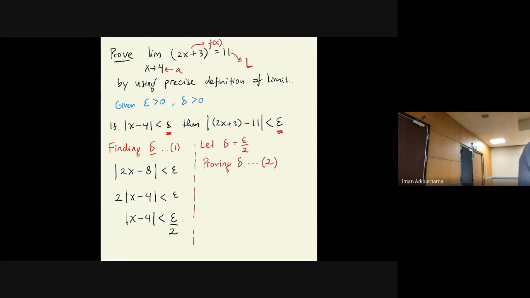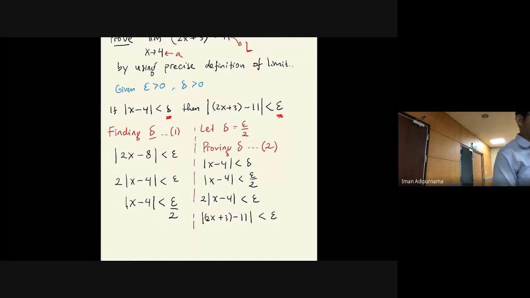So proving delta, we start from x minus 4 less than delta, and we substitute delta with epsilon over 2. Then we can see it will bring back the original equation. I will write this as 2x plus 3 minus 11, which is all less than epsilon, which is true.